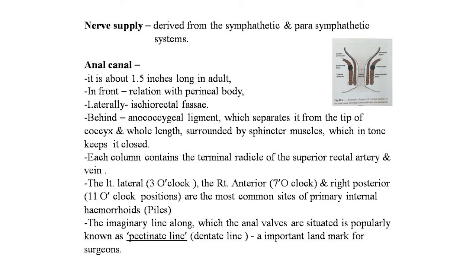Each column contains the terminal radicles of the superior rectal artery and veins. The left lateral, that is the 3 o'clock, the right anterior, that is the 7 o'clock, and the right posterior, that is the 11 o'clock positions are the most common sites for the primary internal haemorrhoids, that is the piles. The imaginary line along which the anal valves are situated is popularly known as the pectinate line, also called the dentate line, an important landmark for surgeons.